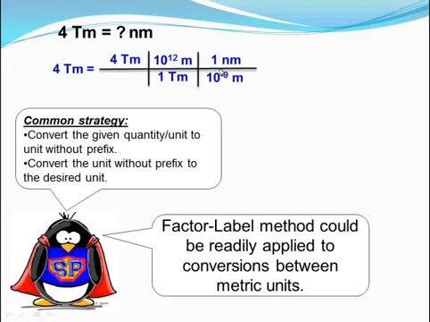So you can put in the conversion factor. It has 1 nanometer over 10 to the negative 9th meter. So in this case, it will be 4 times 10 to the 21st. The Tm canceled, the meter canceled, and you got nanometers. So it's 4 times 10 to the 21 nanometers.